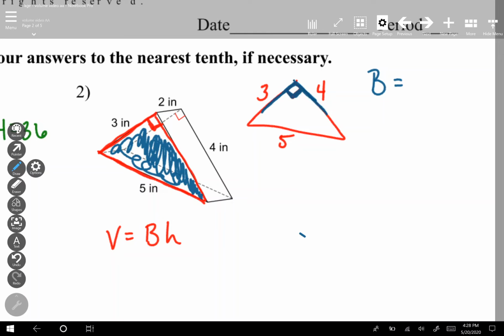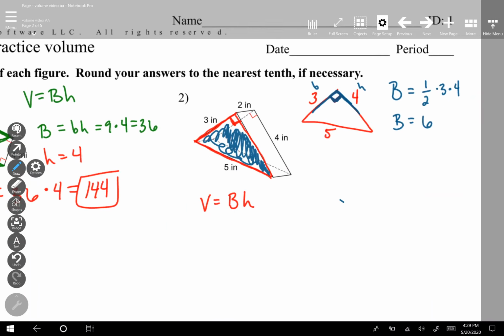The 3 and the 4. So this would be B, that would be H. So you have 1/2 times 3 times 4. So put this in your calculator. 3 times 4 is 12 times 1/2, so it's going to be 6. So the area of the base is 6. Now we're going to talk about the height. Okay, again, remember, the bases are these two triangles. Okay, the one on the front, back here.